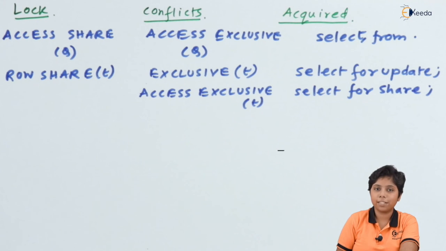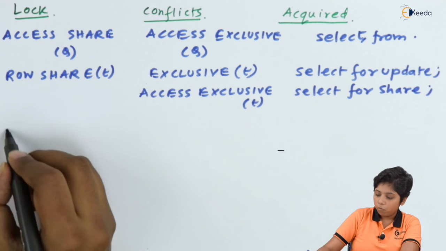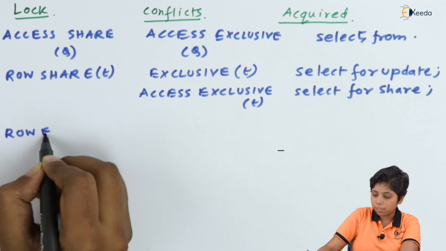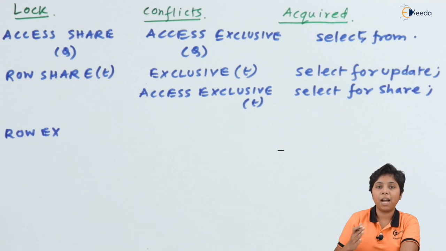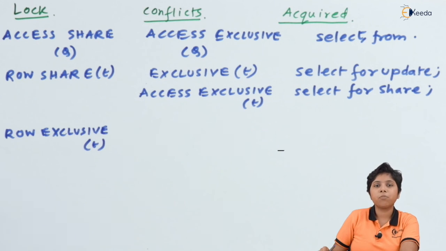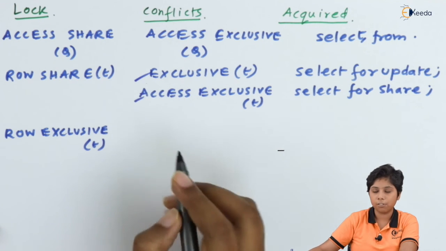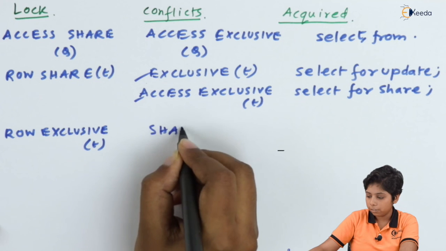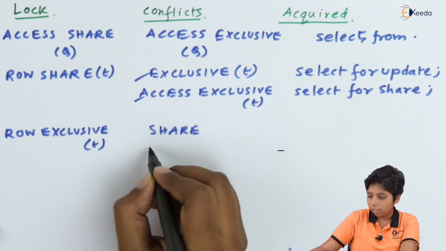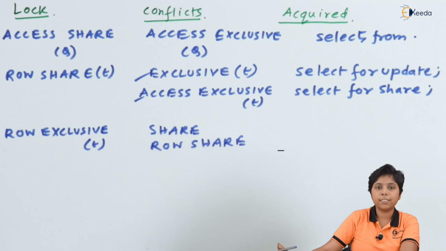Next is the row exclusive lock. We can acquire a row exclusive lock when we want to perform the update, modification or deletion of a tuple. Now it conflicts with share, share row exclusive, access exclusive and exclusive. It goes with access exclusive, exclusive, and again share and row share, because it is acquired for update, delete and insert.